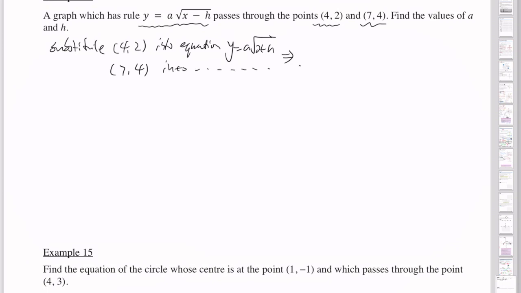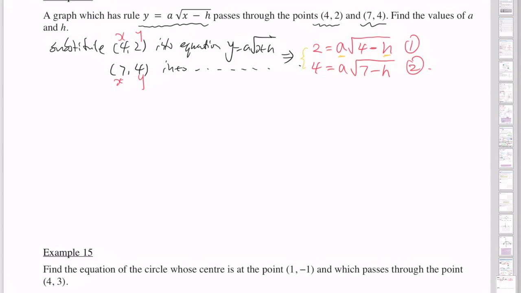Okay, so if we continue, when we substitute 4 and 2, we know that is my x, that's my y. So my y will be equal to 2, equal to a times square root of x, x is 4, minus h. Now the second one, x and y, so I will have y equal to 4, equal to a times square root of x minus h, x is 7 minus h. Okay, so now I have my equation 1, equation 2. Again, two unknowns, which are a and h, two equations. So again, this is a simultaneous equation.